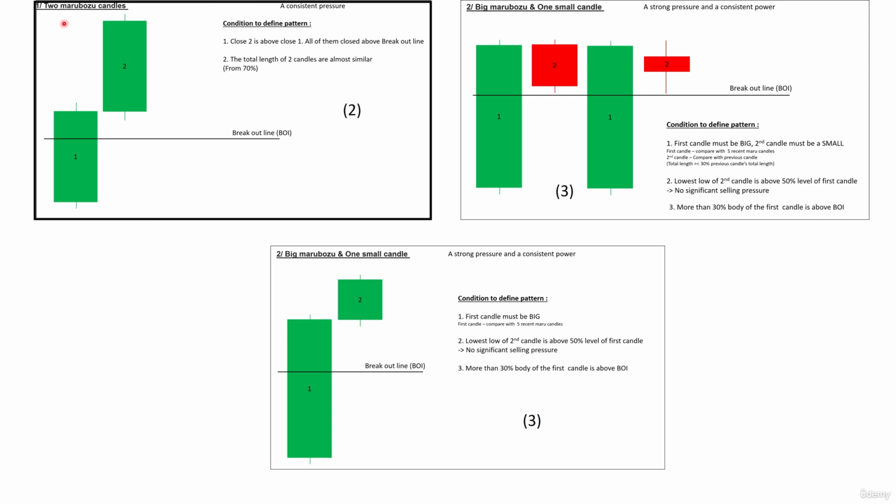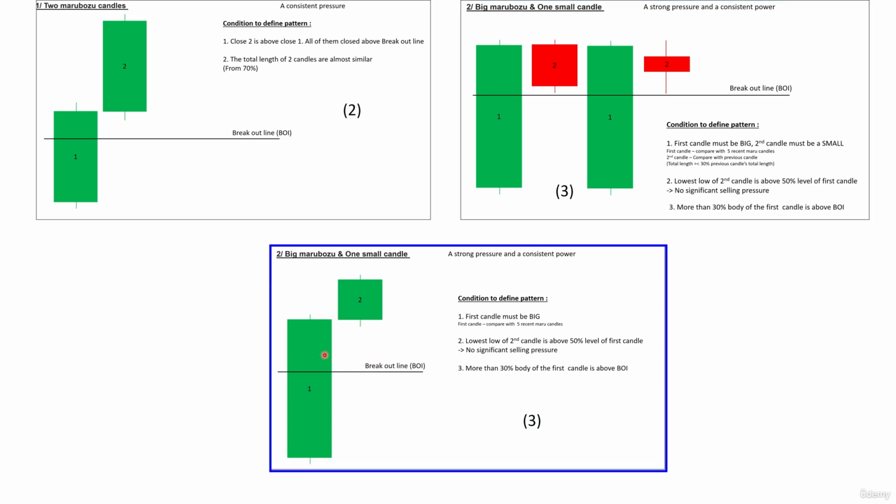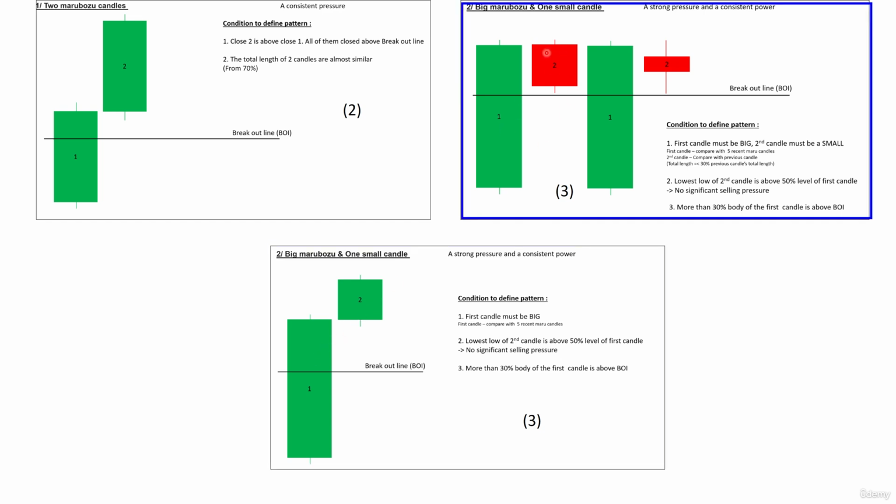And right over here are three standards and three common cases you already learned in the last videos. The first case is two Marubozu candles, and the two cases right over here are about breakout with a big Marubozu candle and one small candle.